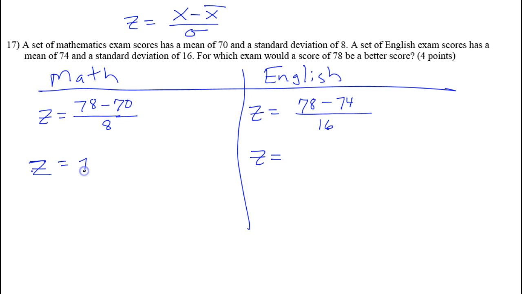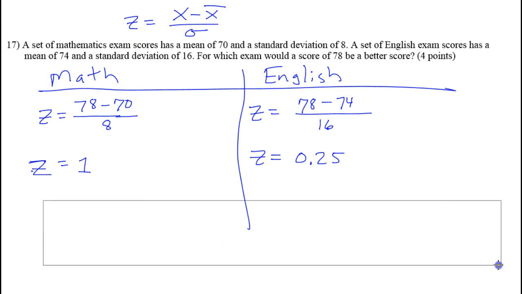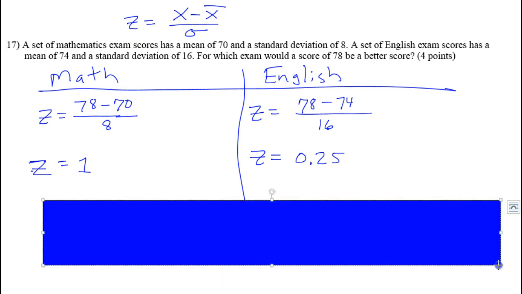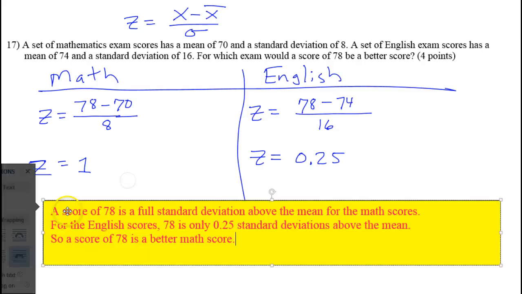Well, this comes out to be 1 and this comes out to be 0.25. So clearly 78 is better among the math scores. And you know, we could be real specific and talk about what z-score means when we write our sentence. We should use a different color though, probably. Okay, so look, we could write something like this.